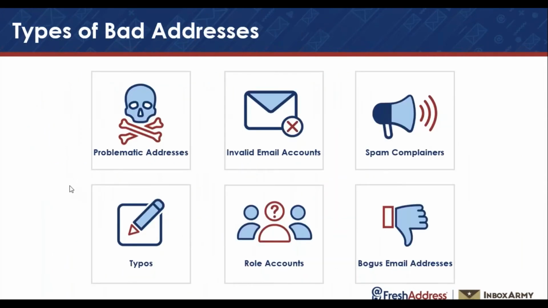So just a couple of examples of email addresses. I think I've talked about all these. Problematic email addresses would be the spam traps, honeypots, those types of things. Invalid email accounts where the information is just entered incorrectly. Frequent spam complainers. These are folks that are going to hurt your sender reputation as the ISPs are monitoring the spam complaints based on your sending domain. Typos could be actually a malicious email address or a spam trap, but if you correct those typos, it could be a revenue opportunity for you.